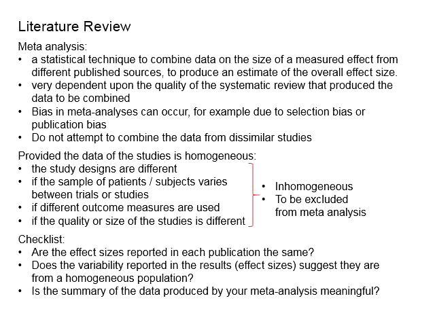First, you need to make sure the data of the studies are homogeneous. If the data of the studies are not homogeneous, you may still do the meta-analysis, but the reliability of the outcomes and the findings may be questionable. You might want to check if the study designs are different, if the samples of the subjects vary between the trials or studies, if the outcome measures are different, or if the quality or the size of the study is different.